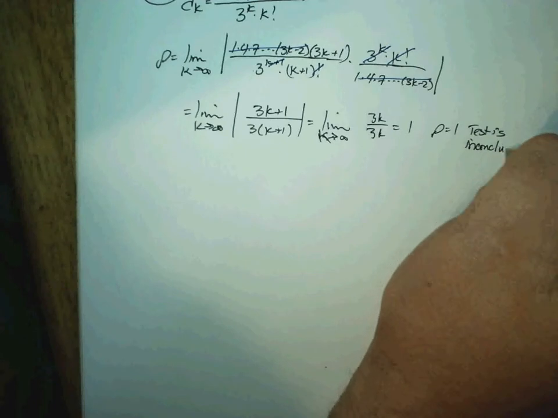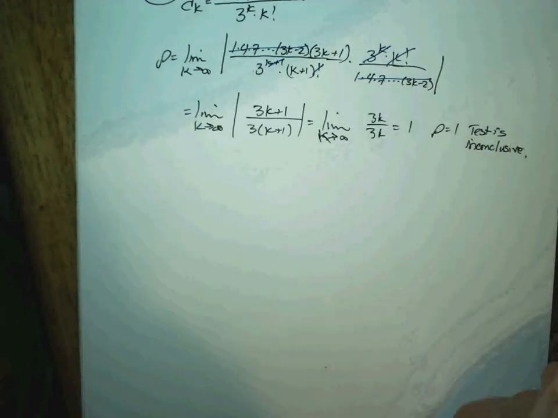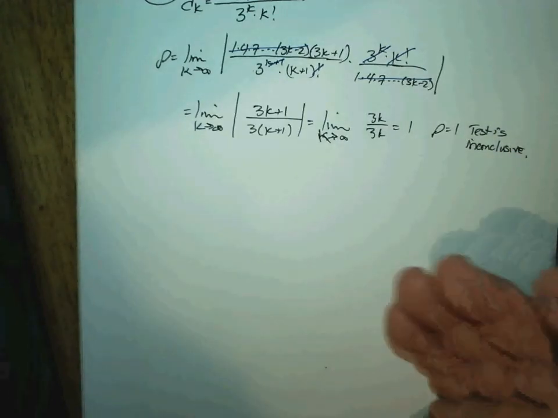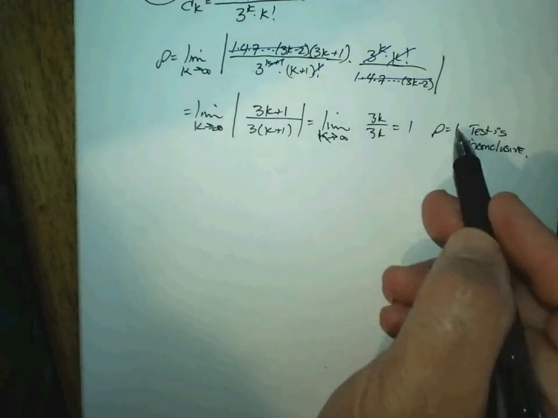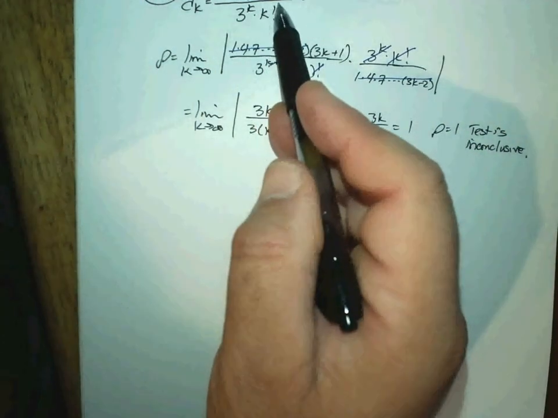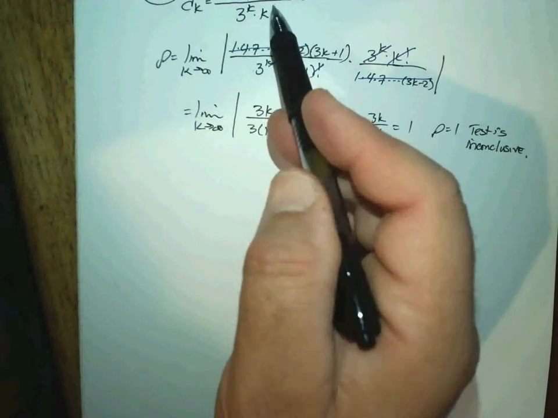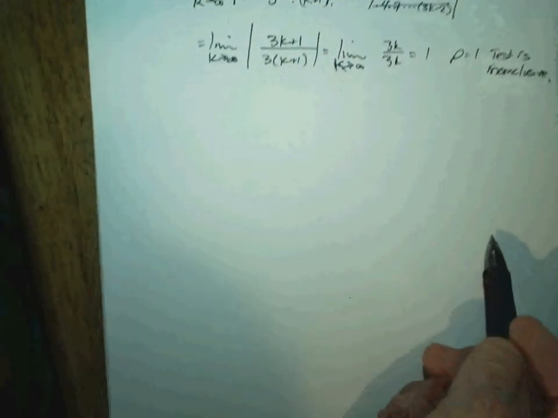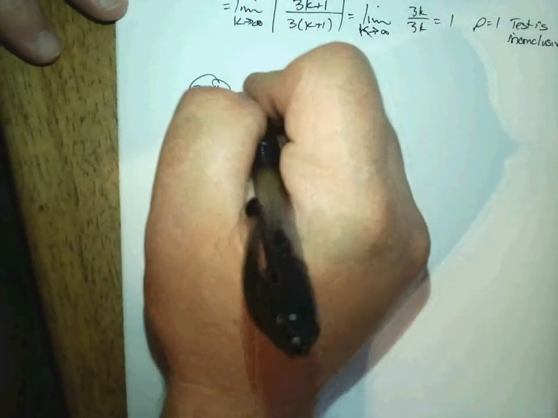Now, when your limit is 1, when rho is equal to 1, the test is inconclusive. Remember, you're trying to bound this by a geometric series. You have bounded it by a geometric series where rho is 1. I don't know if that means that my series has rho equal to 1 or less than 1. It's inconclusive, is the problem there. Let's take a look at 344.